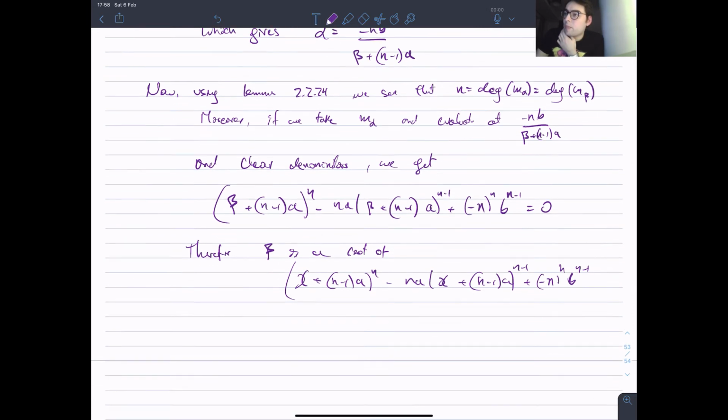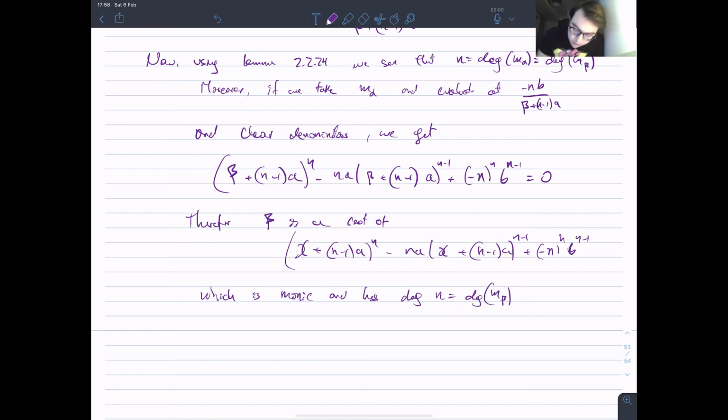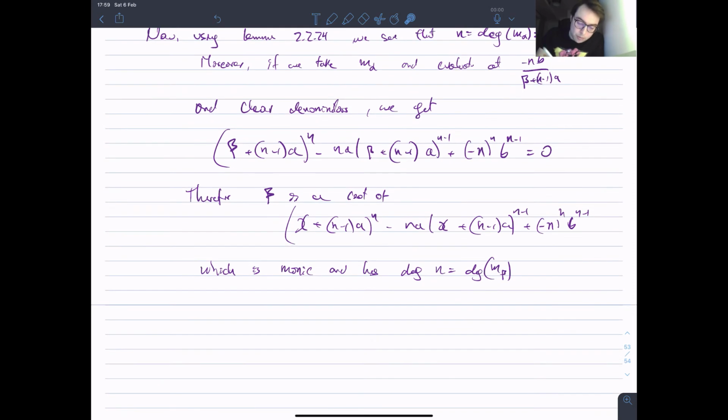So it's a root of this polynomial, which is monic and has degree n. Therefore, this has to be the minimal polynomial. It has degree n, which equals the degree of what we know. Whatever the minimal polynomial of beta is, it has to have degree n. And here I've found a polynomial of the right degree, which is monic and which beta satisfies. So this has to be the minimal polynomial. I don't have to check any other irreducibilities.